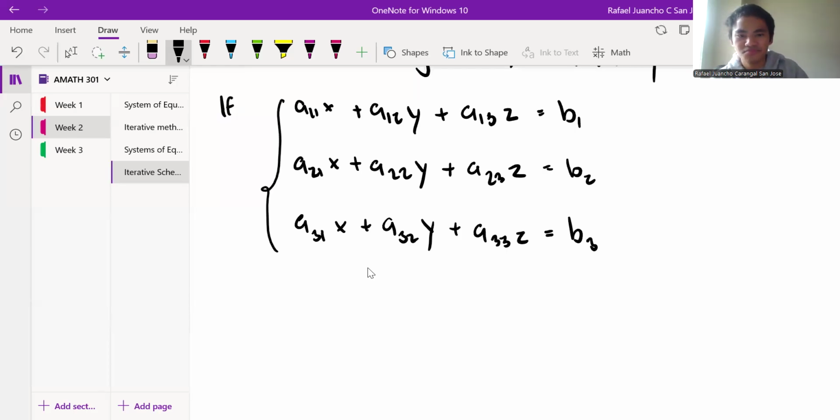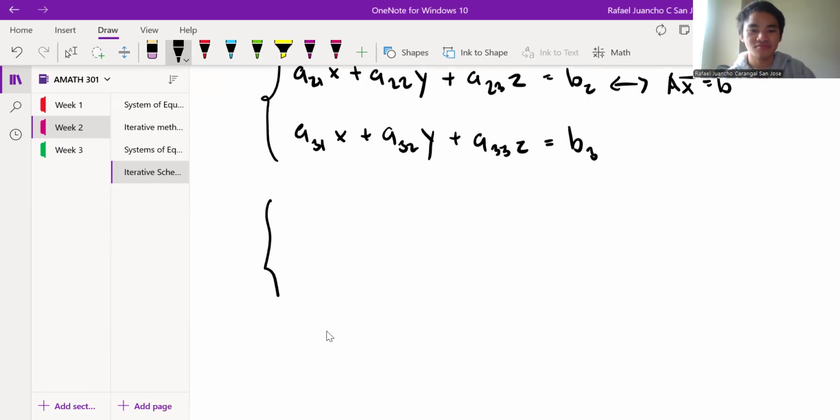Okay, and this is actually the same thing as Ax equals b, where x and b are vectors, and A is a matrix. Now let's make it general. I could isolate for x, y, and z for all of them, right? So let me do that real quick.